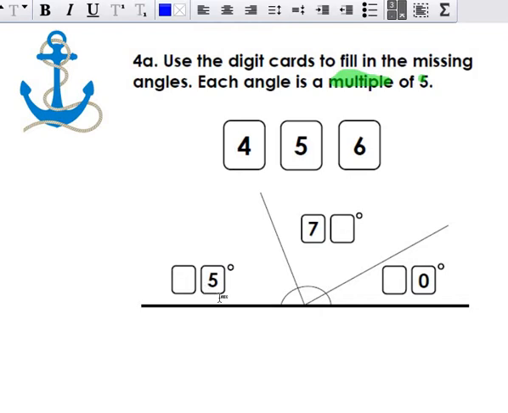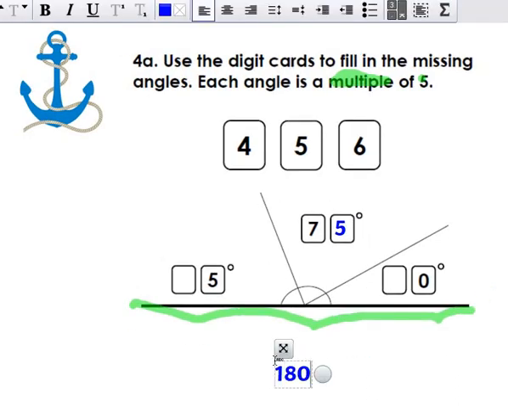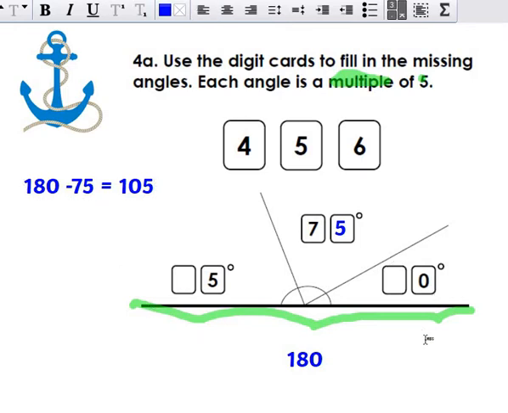So our first one, we know this and this are both already multiples of 5. So here, there's only one number that is a multiple of 5, and that is 5. So this must equal 5, so 75. Also, we're going to draw on our knowledge that this here is a straight line, which equals 180 degrees. So we can do 180 take away 75, which equals 105. So this and this have got to equal 105 as a total.